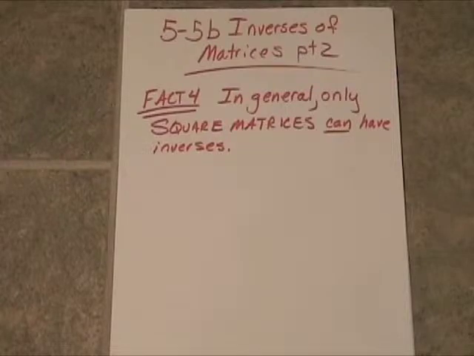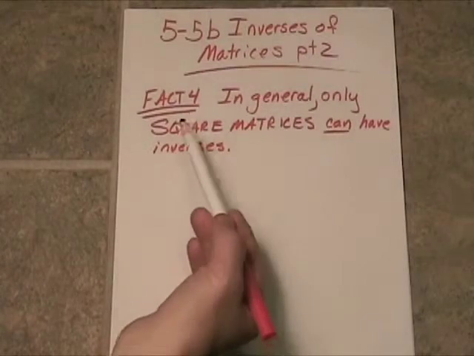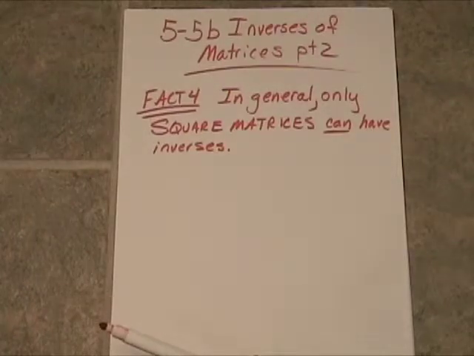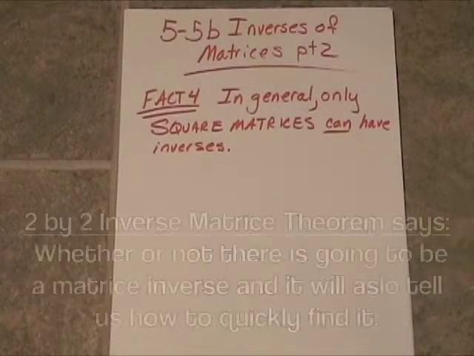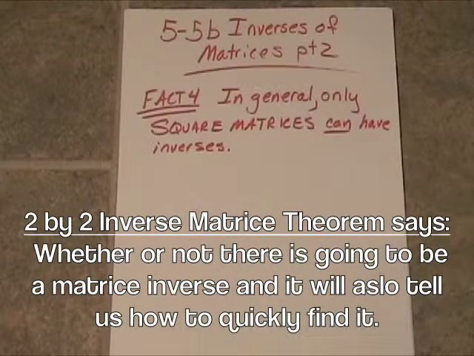Those are square matrices. So as we said, we need a formula or a theorem or an algorithm. We need some way of determining whether or not there even is an inverse matrix for a given matrix. So first of all, we make sure that it's square. If it's not square, it cannot have an inverse. Then we move to a special case, the 2x2 inverse matrix theorem. And it will tell us whether or not there is going to be a matrix inverse. And it will also tell us how to quickly find it.